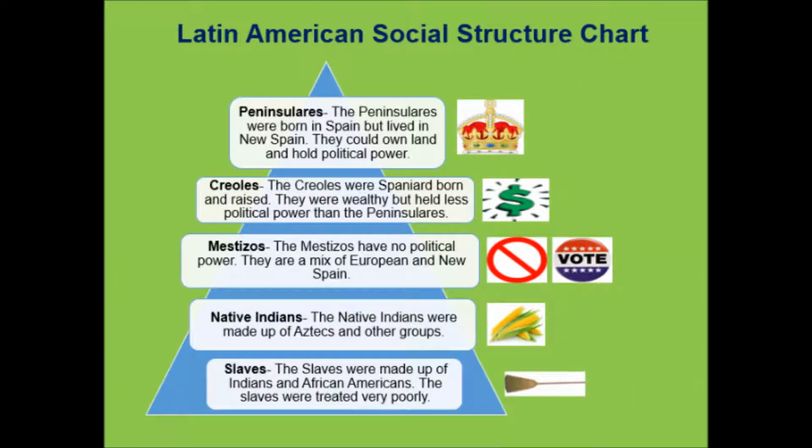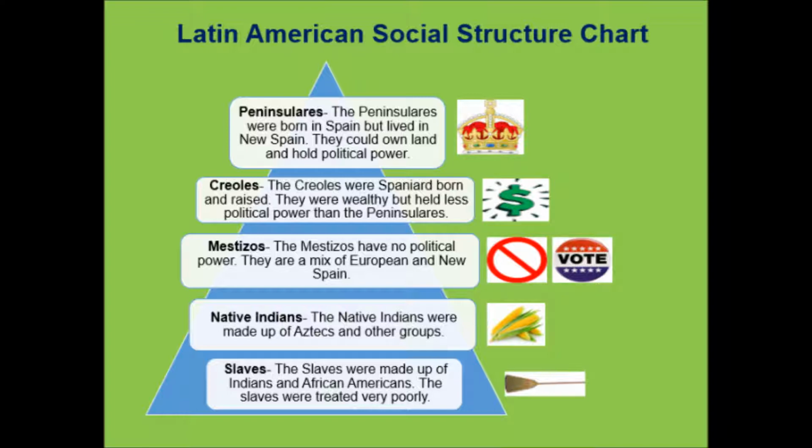Our next slide is the Latin American social structure chart. First on the chart is Peninsulares. The Peninsulares were born in Spain, but lived in New Spain. They could own land and hold political power. Our symbol for the Peninsulares is a crown, indicating that they are very high up on the chart.